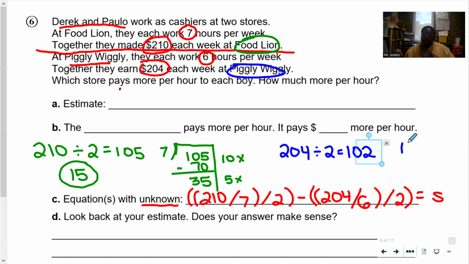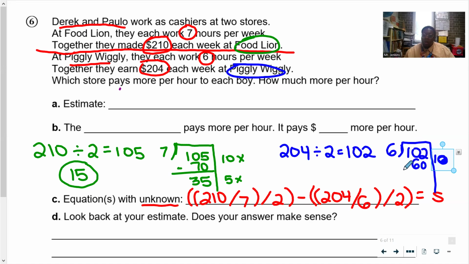Now I'm going to take that and divide it by the 6 hours that each of them work. So that's 102 divided by 6. I know 6 times 10 is 60. That's a good number. 102 minus 60 is 42. Now think about your multiplication facts. I know 6 times 7 is 42. Take that away. I'm left with nothing left over. Now just add up your quotients. 10 plus 7 is 17. So that's $17 an hour at Piggly Wiggly.